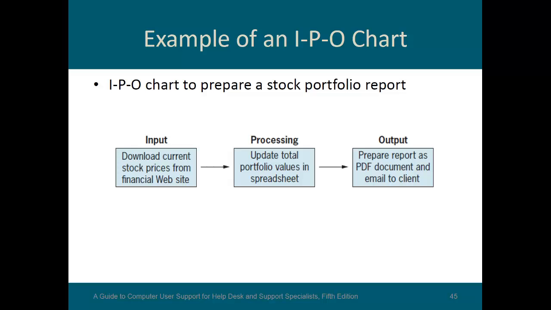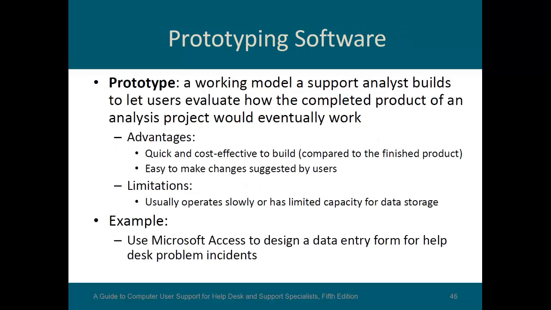An example of an IPO chart: to prepare a stock portfolio report. Input would be download current stock prices from the financial website. Processing, update total portfolio values in a spreadsheet. You have to see different things about it: sales, profit, things like that. Output, prepare report as PDF document so the clients can understand what it is they're looking for. Got to make it easy to understand.